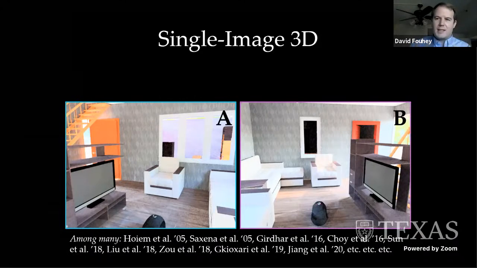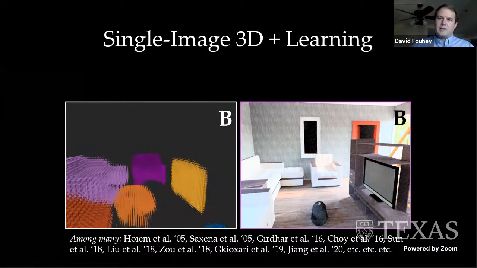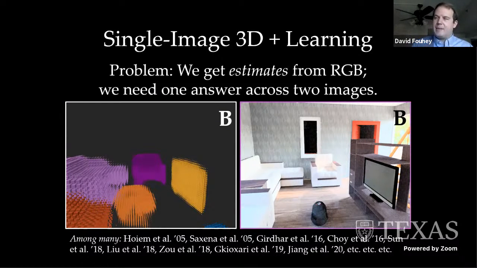And there's been lots and lots of work starting from about 15 years ago with Derek Hoiem and Ashutosh Saxena's work on reconstructing depth maps and geometric context. And there's been tremendous progress for the past 15 years. There are now systems that can produce, for example, the voxels of this scene. But the difficulty is we get estimates from RGB.